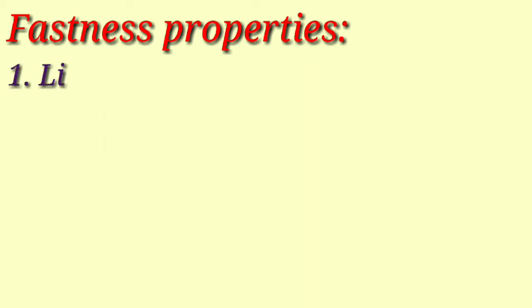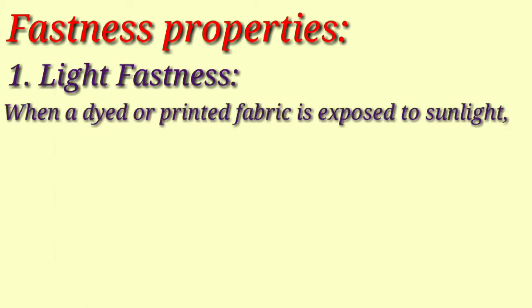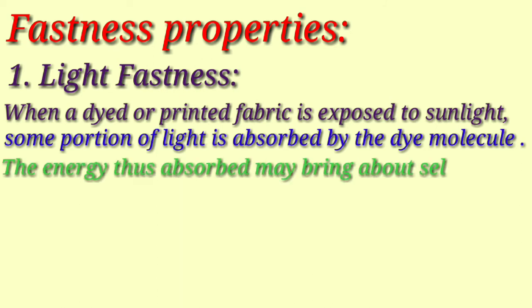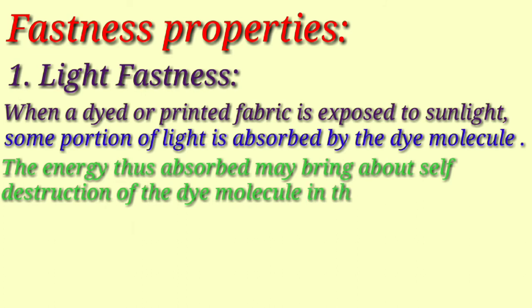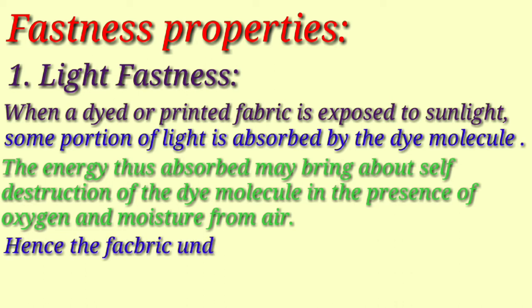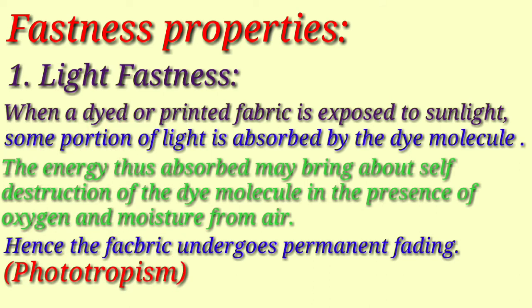First is light fastness. Well, students, when a dyed or printed fabric is exposed to sunlight, some portion of light is absorbed by the dye molecule. The energy thus absorbed may bring about the self-destruction of the dye molecule in the presence of oxygen and moisture from air, and so the fabric undergoes permanent fading. This permanent fading of fabric is called phototropism.